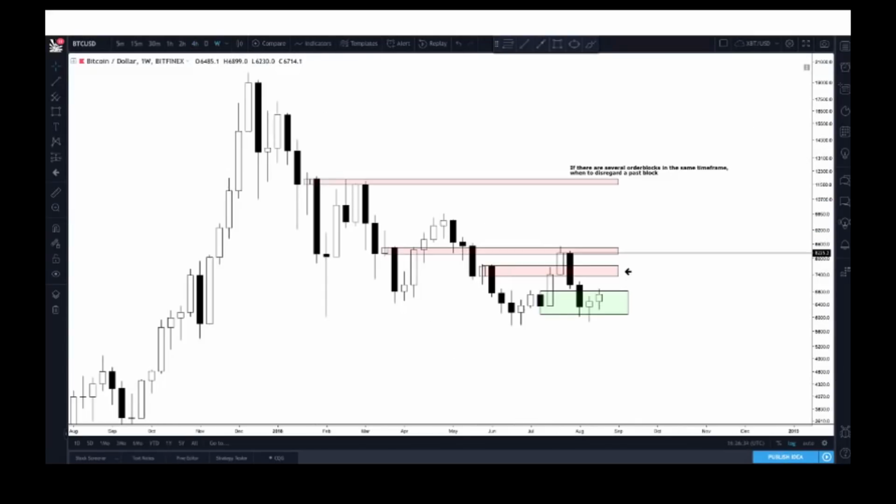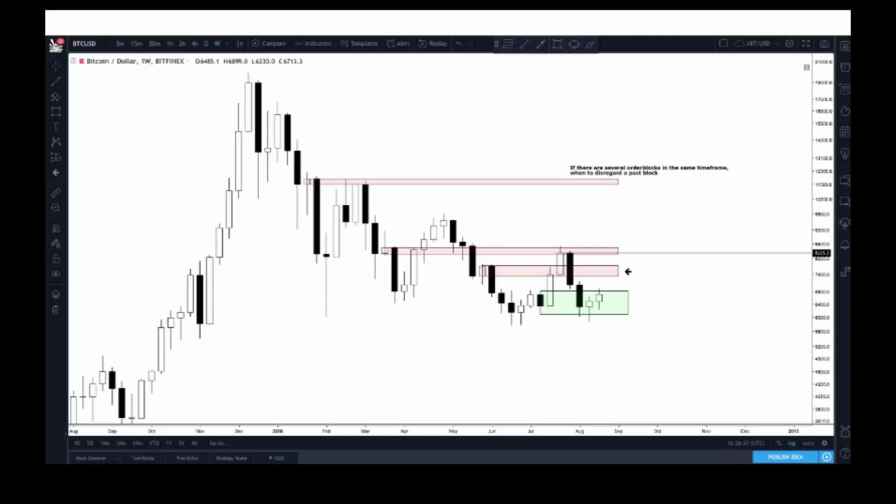Alright guys, Trooper here. So the question that I'm going to be answering right now is, if there are several order blocks in the same time frame, when do you know to disregard a past block, and when do you know to include it in your analysis? This is a great question. I know this is a question that has confused many of you guys, because it's pretty hard to determine whether a level is significant or not. How do you do that, especially when it comes to an order block?